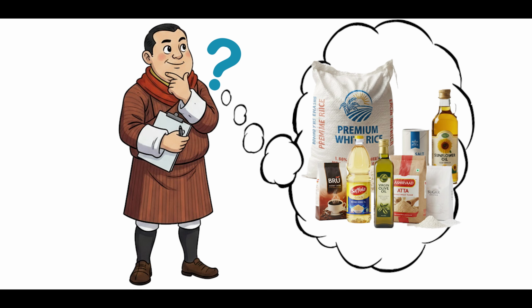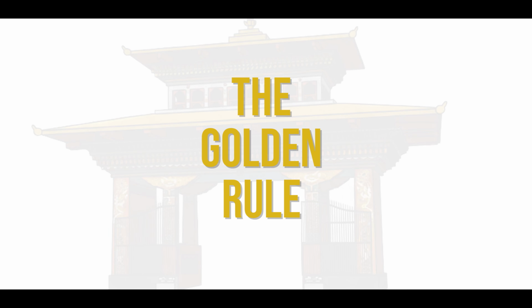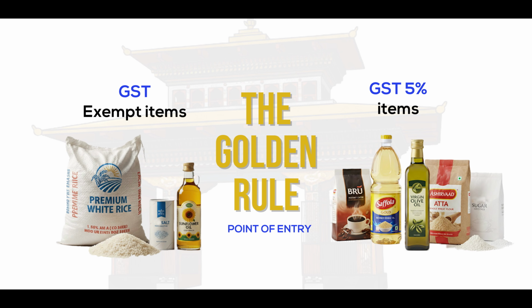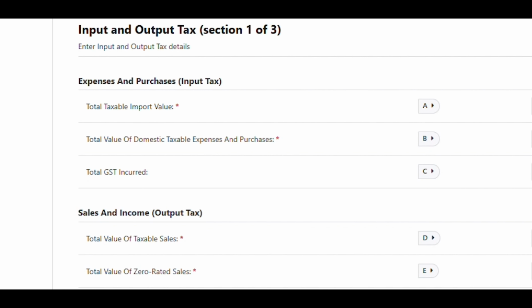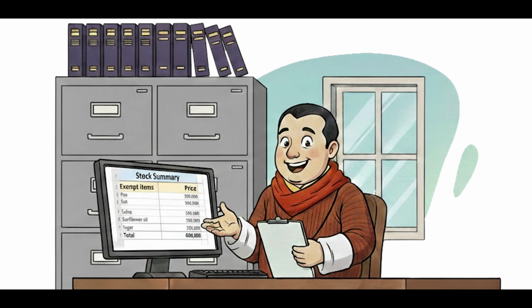Like many other wholesalers, he faced a common question: how to file a GST return when some goods attract GST and others don't. Dawa applied the golden rule of GST return. Only goods and services that have GST are entered in the system. Exempt items do not appear in the GST return, not in purchases, expenses, and not in sales. But you must still maintain full and complete records for GST verification and your future income tax calculation.